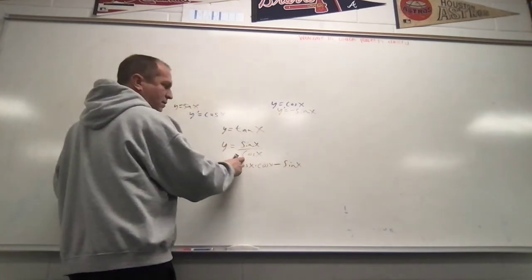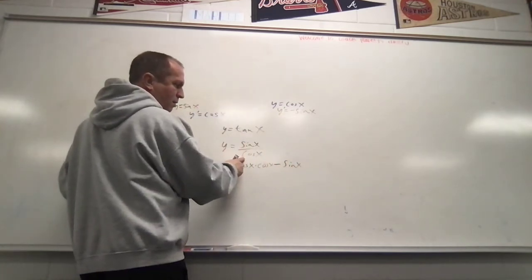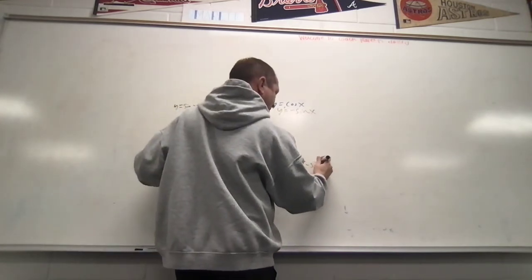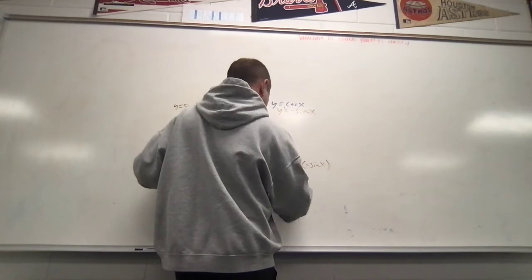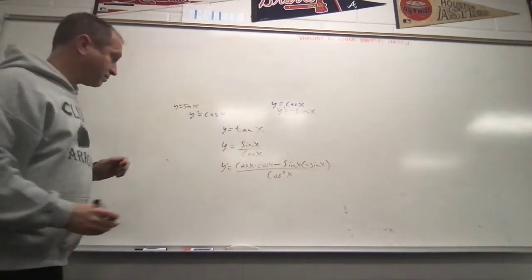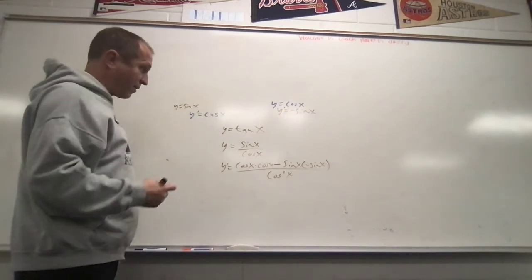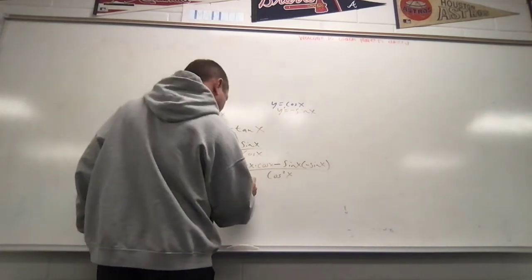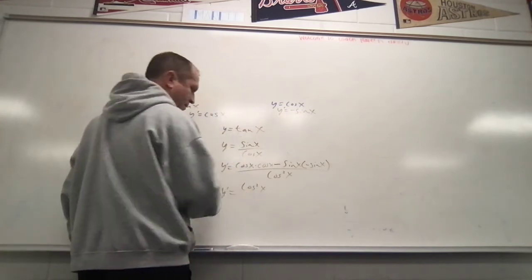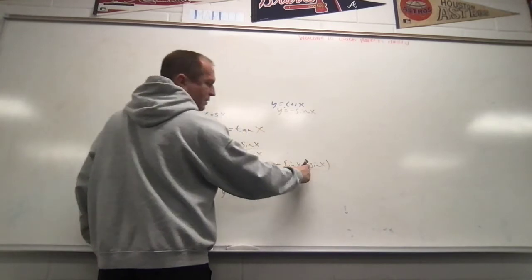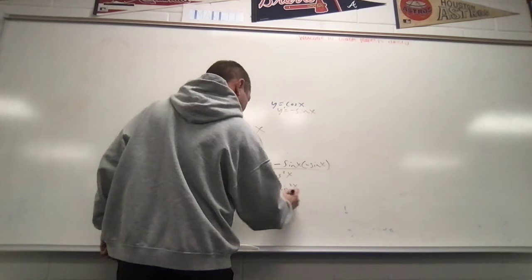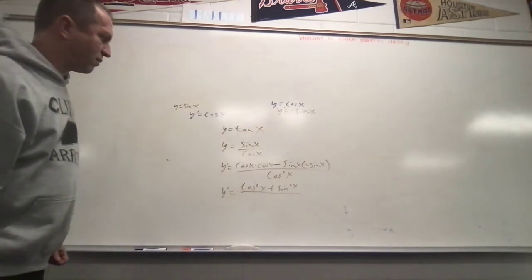All right, minus high d low, the derivative of cosine of x, negative sine of x. All over, go down under and square the low, so cosine squared x here. Okay, now let's simplify it. Cosine of x times cosine of x is cosine squared x. Negative sine of x times negative sine of x is plus sine squared x. And then we have it over cosine squared x.